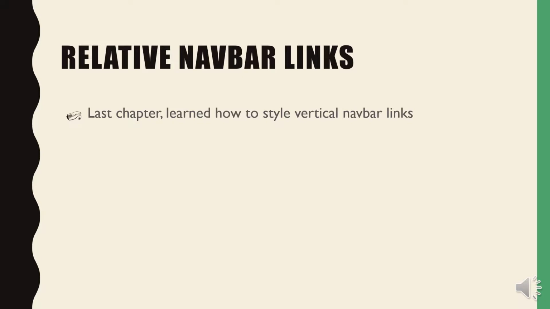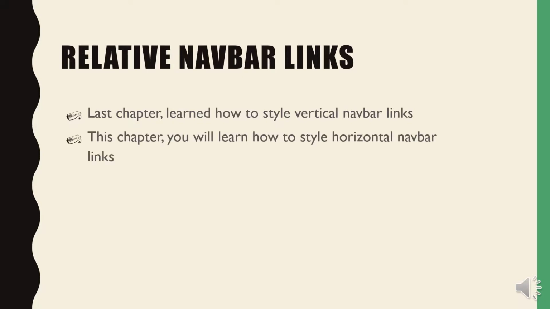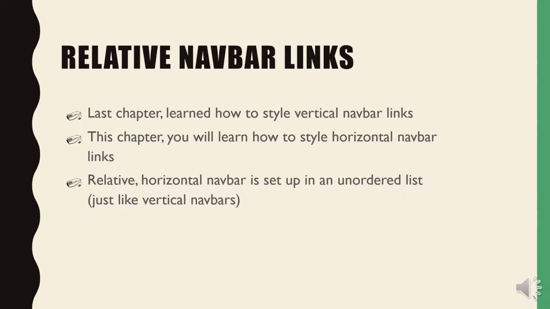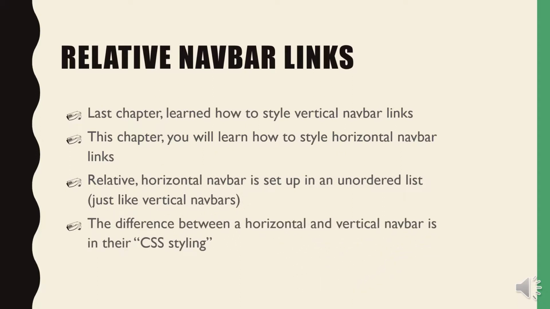In the last chapter, you learned how to style vertical nav bar links. This chapter, you will learn how to style horizontal nav bar links. Relative horizontal nav bars are set up in an unordered list, just like vertical nav bars. The difference between a horizontal and a vertical nav bar is how they are styled using CSS.